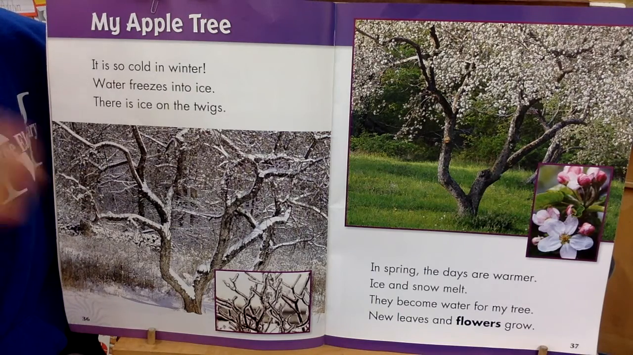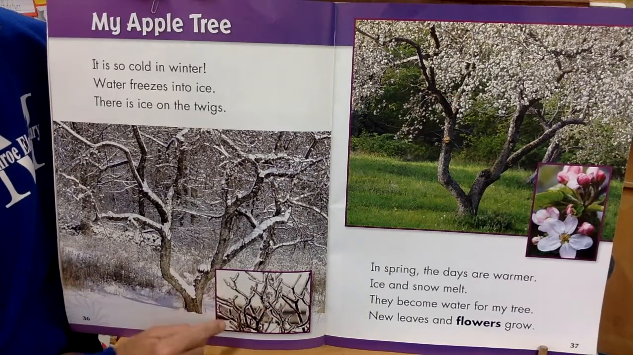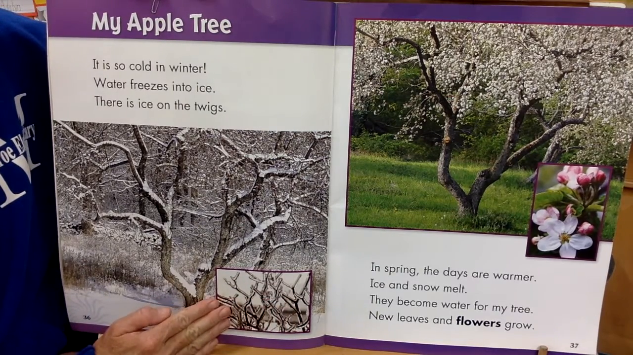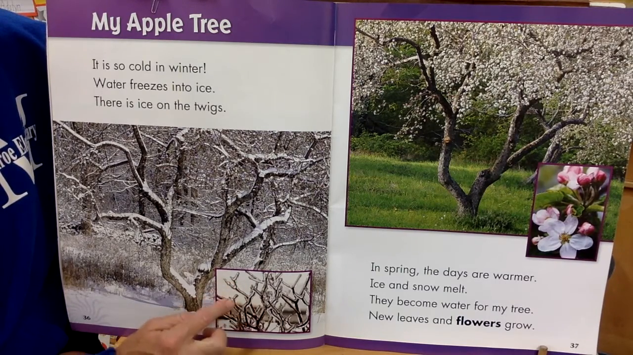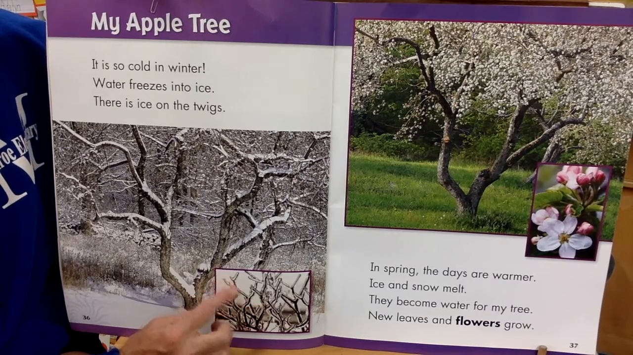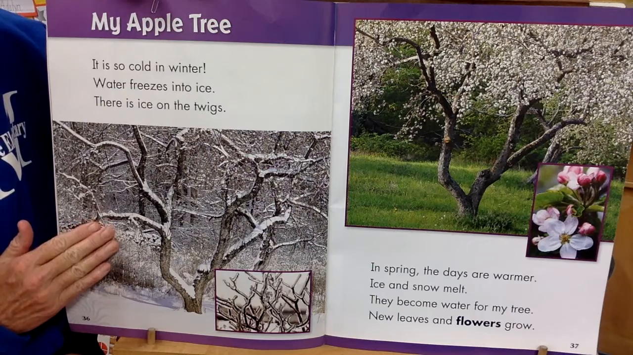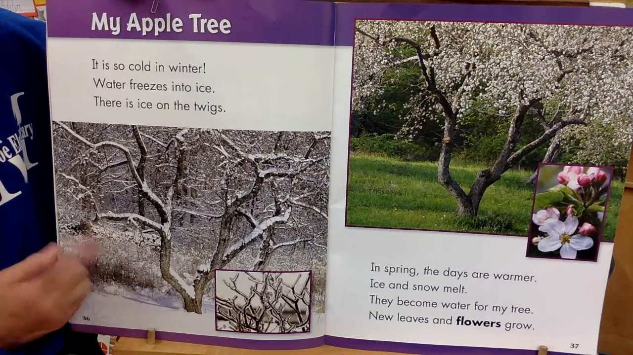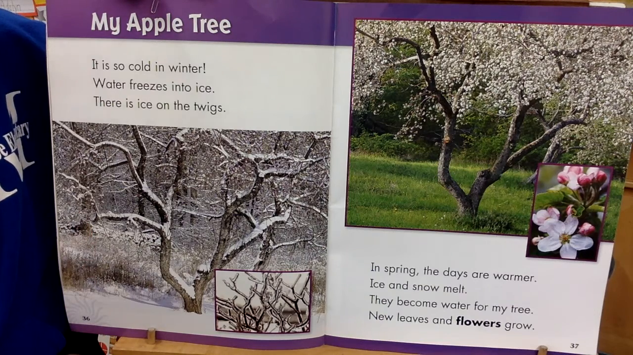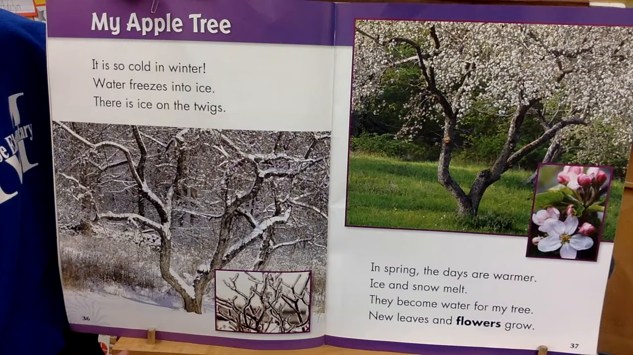I wonder what twigs are. Well, in this picture right here, these are twigs and there's ice on them. So twigs are like the tiny, tiny little branches or the pieces that grow off of the branches. So look at this tree, the apple tree in winter. Do you see any leaves on it? No, I don't either. So I see that there's no leaves on an apple tree in the winter.